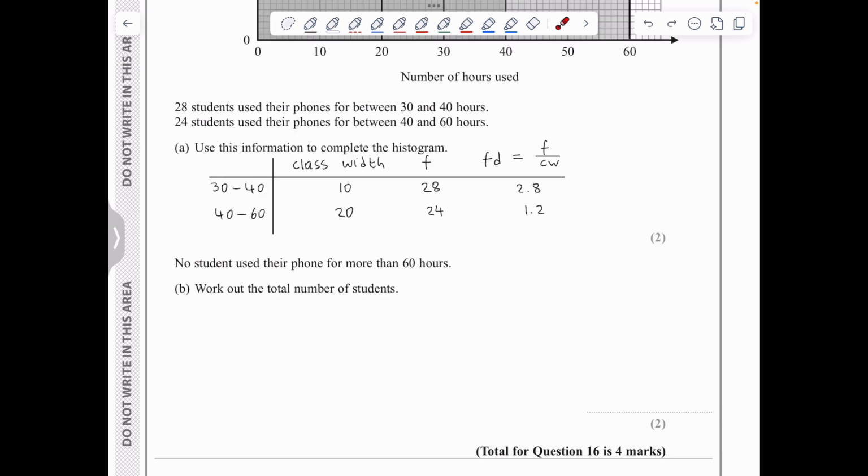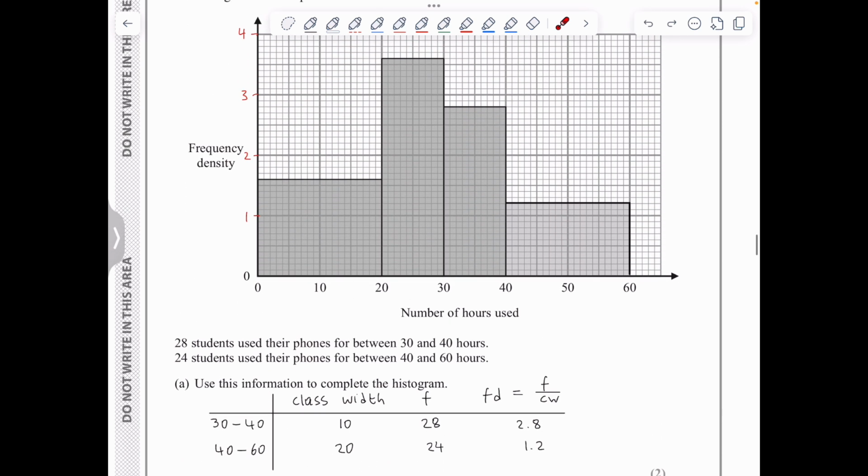In part B, we are told that no student used their phone for more than 60 hours and we need to work out the total number of students. Well, let's start with what we know. We know that in the last class, the 40 to 60, we had 24 students. In the 30 to 40, it's 28. And we can see that if we multiply frequency density with class width, I'll be finding the frequency.